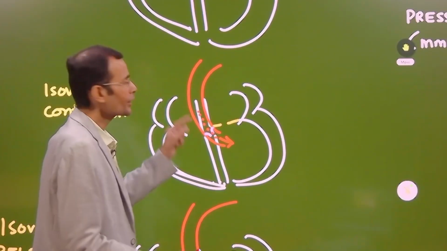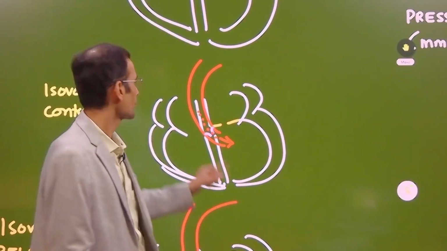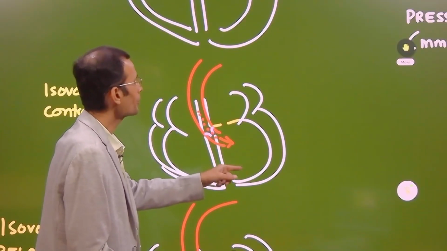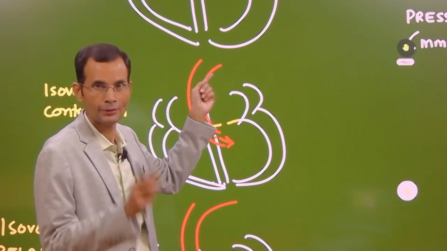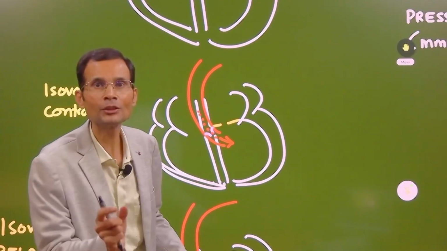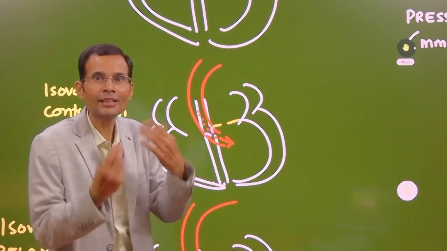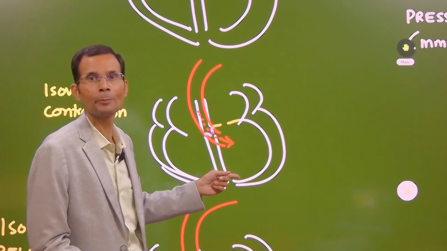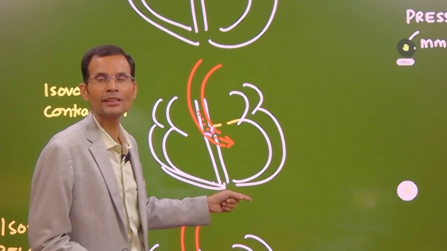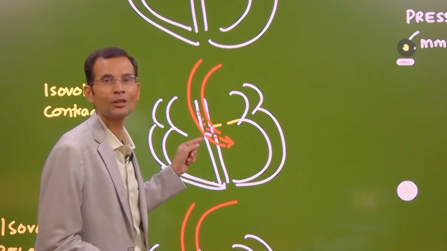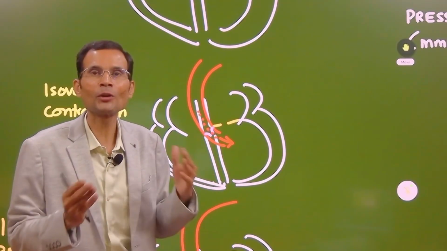And why has the aortic valve not yet opened? Because left ventricular pressure has not become more than the aorta pressure so far during isovolumic contraction. Which means the aorta pressure is still greater than the left ventricular pressure. So imagine the aorta pressure more than the left ventricular pressure and the aortic valve regurgitant. What will happen?